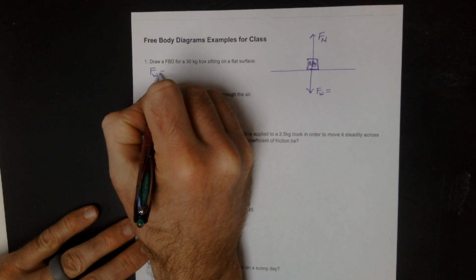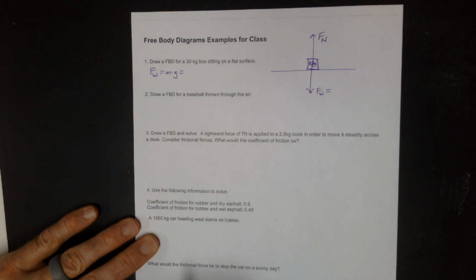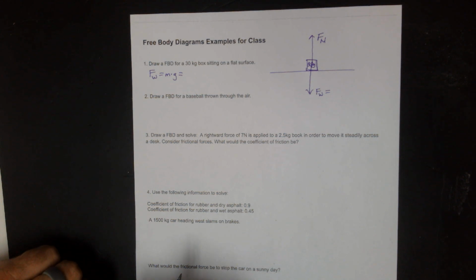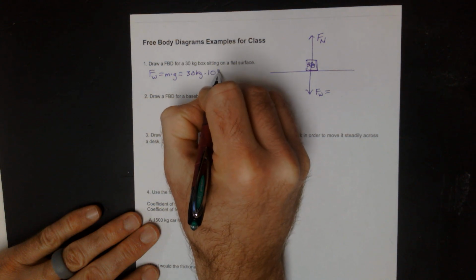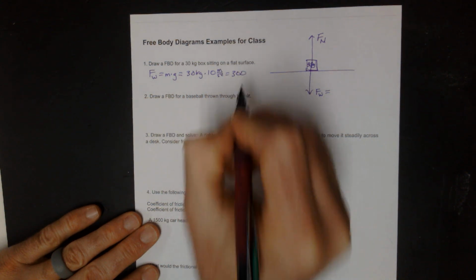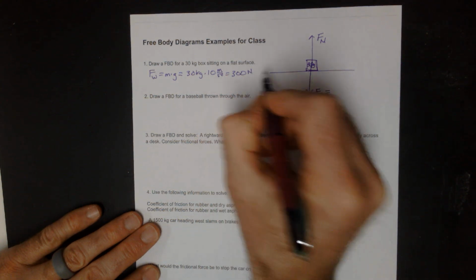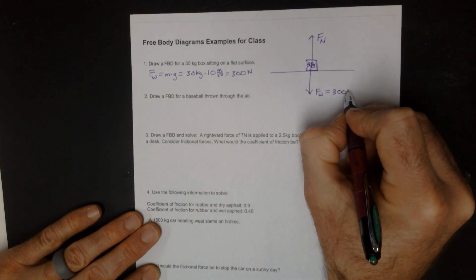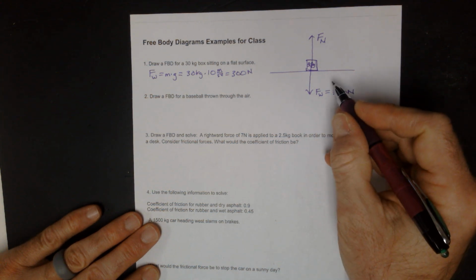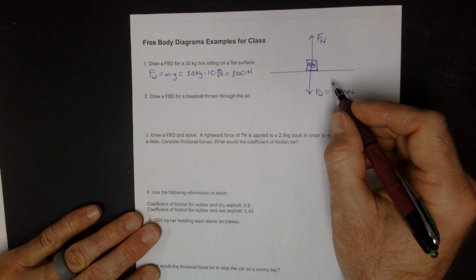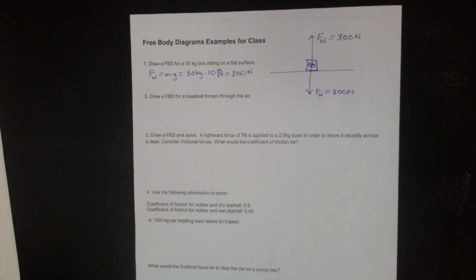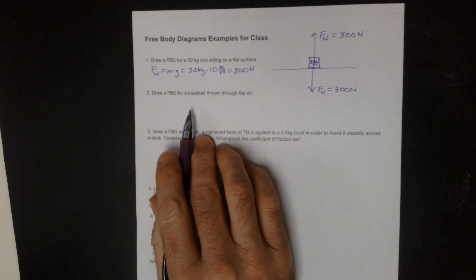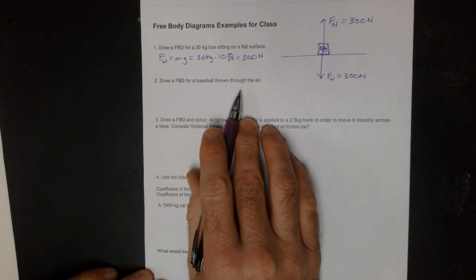So the force of weight is going to be mass times gravity. And for simplicity here, I'm just going to use 10 meters per second squared for gravity. So we're going to do 30 kilograms times 10 meters per second squared. That's going to give me 300 newtons. So my force of weight is 300 newtons. And in order for that box to be stationary, we would need a net force of 0. So I have to have another force upwards that's 300 newtons. Pretty simple.